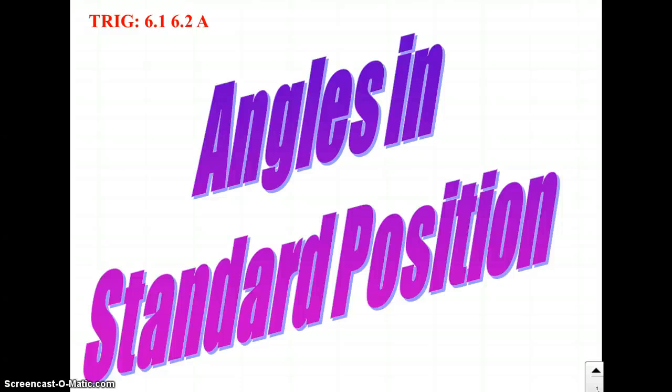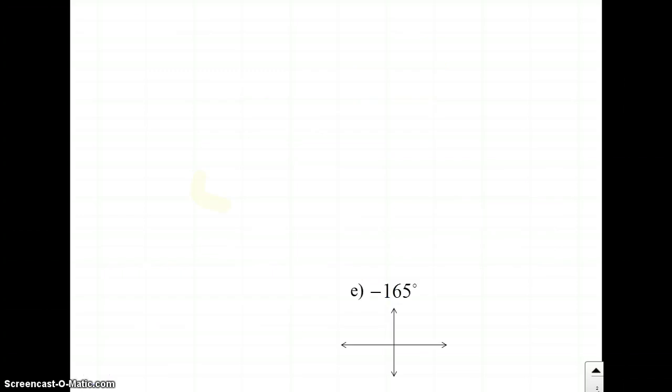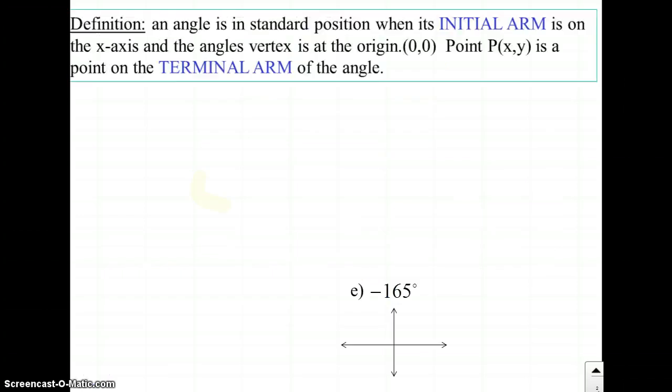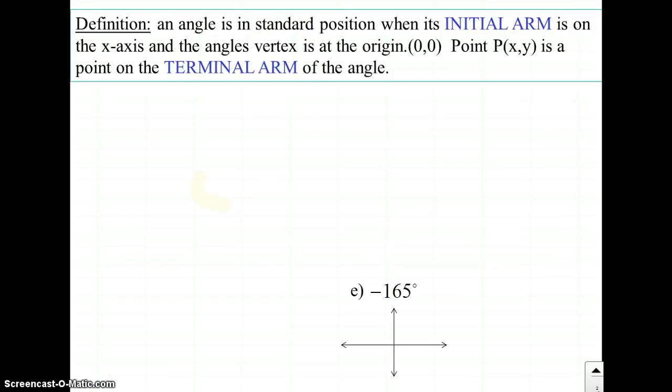Hey, Math 20-1s. We're going to start trig today. We're going to look at angles in standard position. First definition of many: an angle is in standard position when its initial arm is on the x-axis, and that would be the positive x-axis, and the angle's vertex is at the origin.